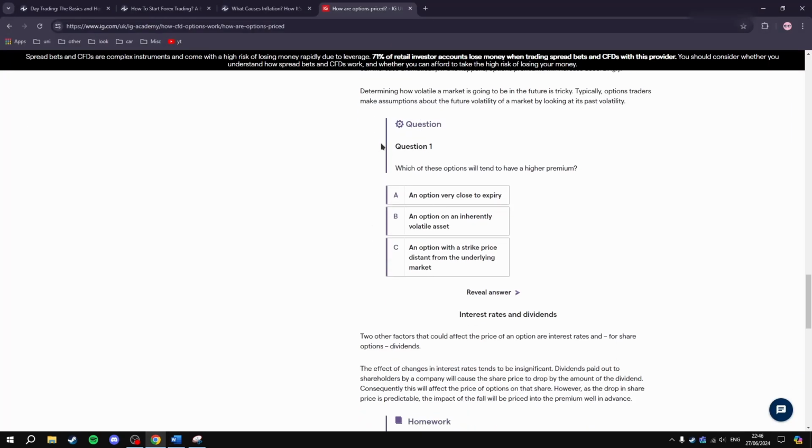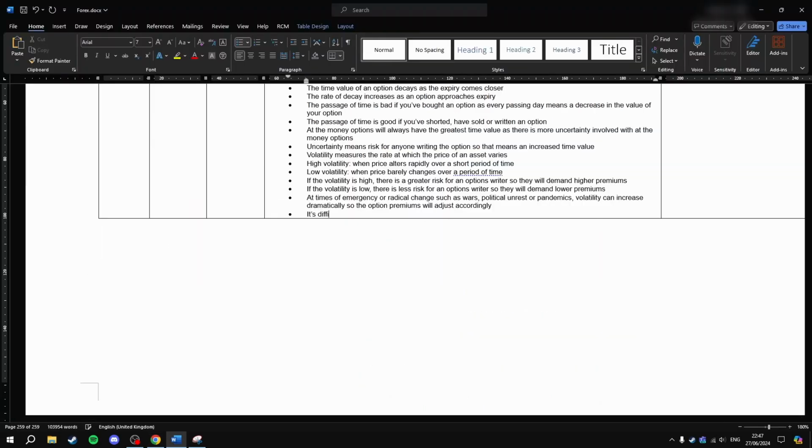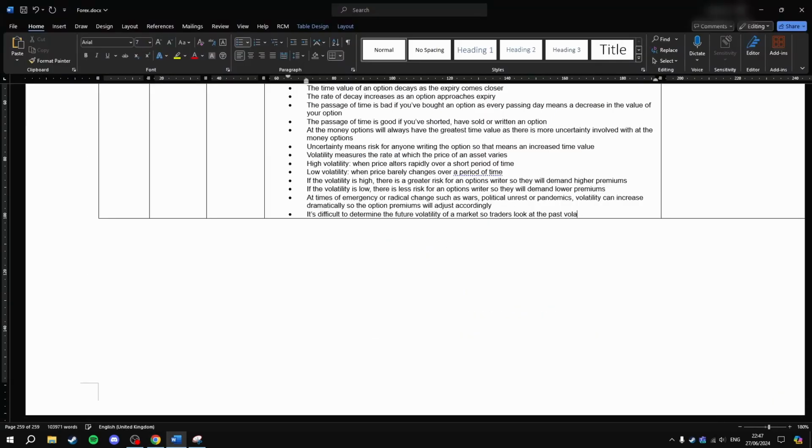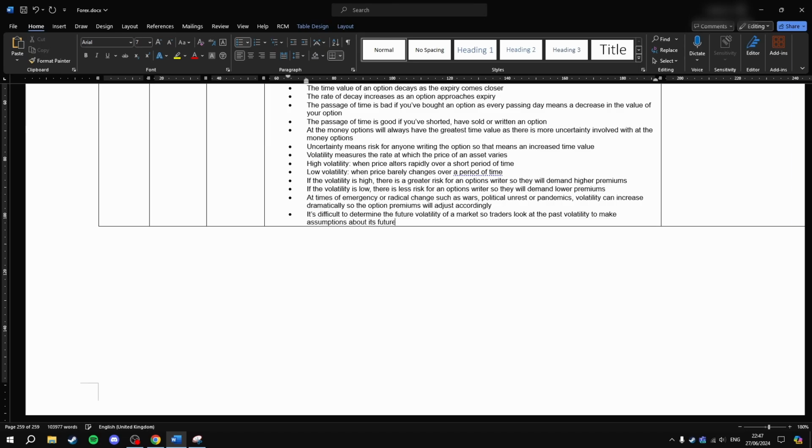Determining how volatile a market is going to be in the future is tricky. Typically, options traders make assumptions about the future volatility of a market by looking at its past volatility.